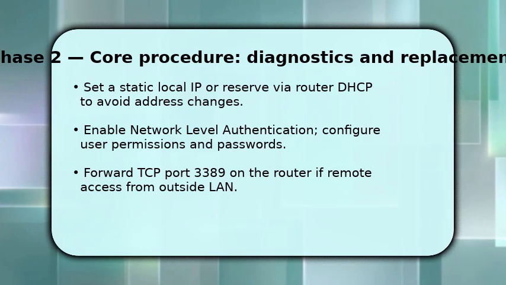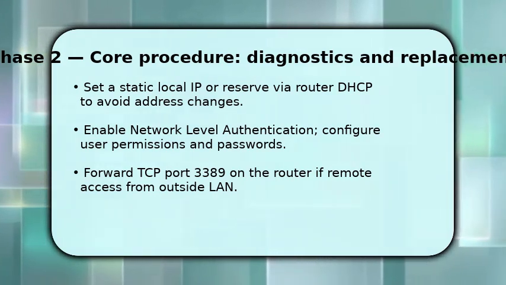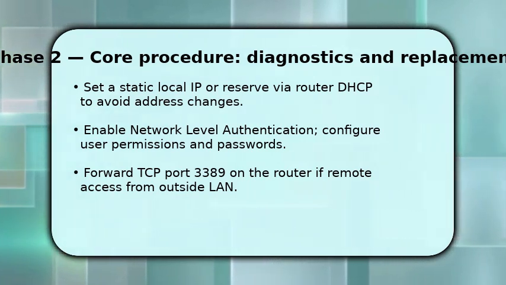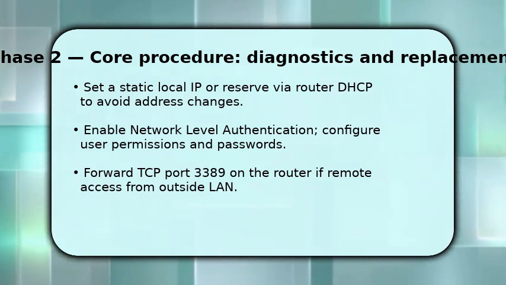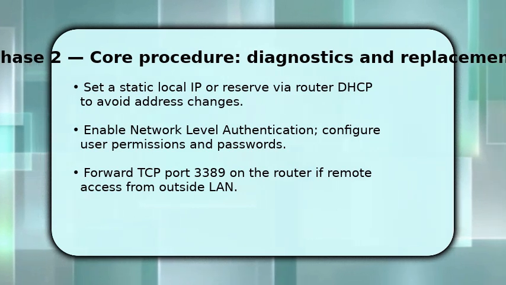Next, stabilize the network. Assign a static local IP or reserve the address on your router, because dynamic changes break saved connections. Enable network-level authentication for stronger security, and confirm the connecting account has a secure password. Remote Desktop won't accept blank or weak credentials.